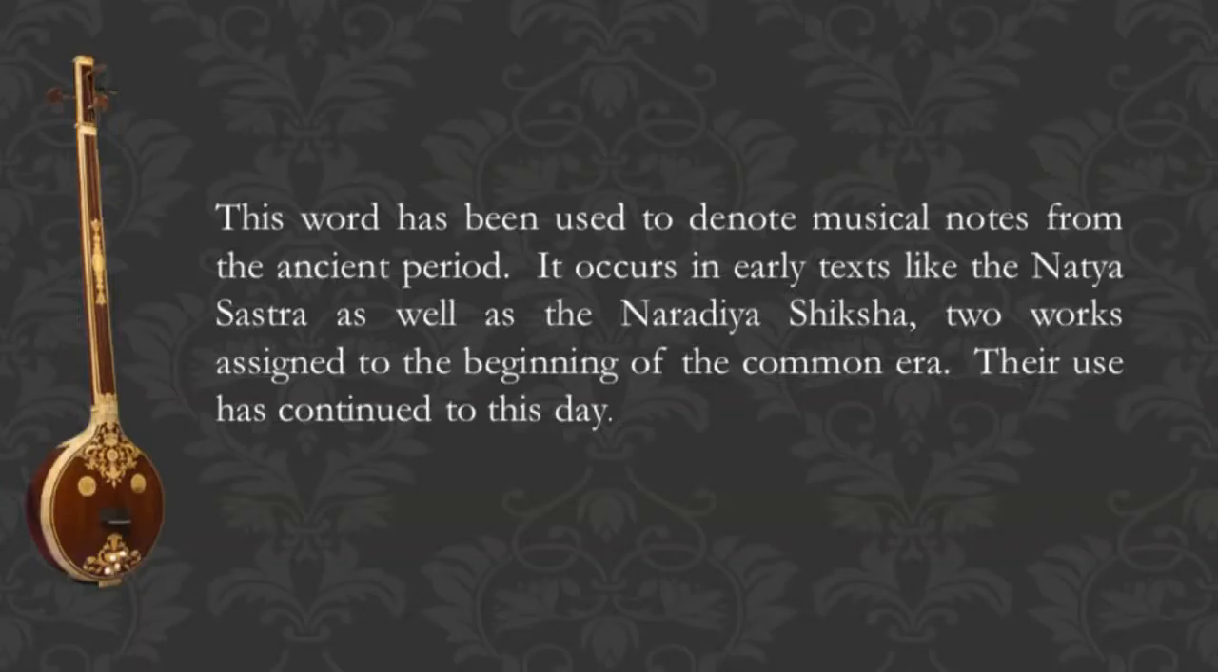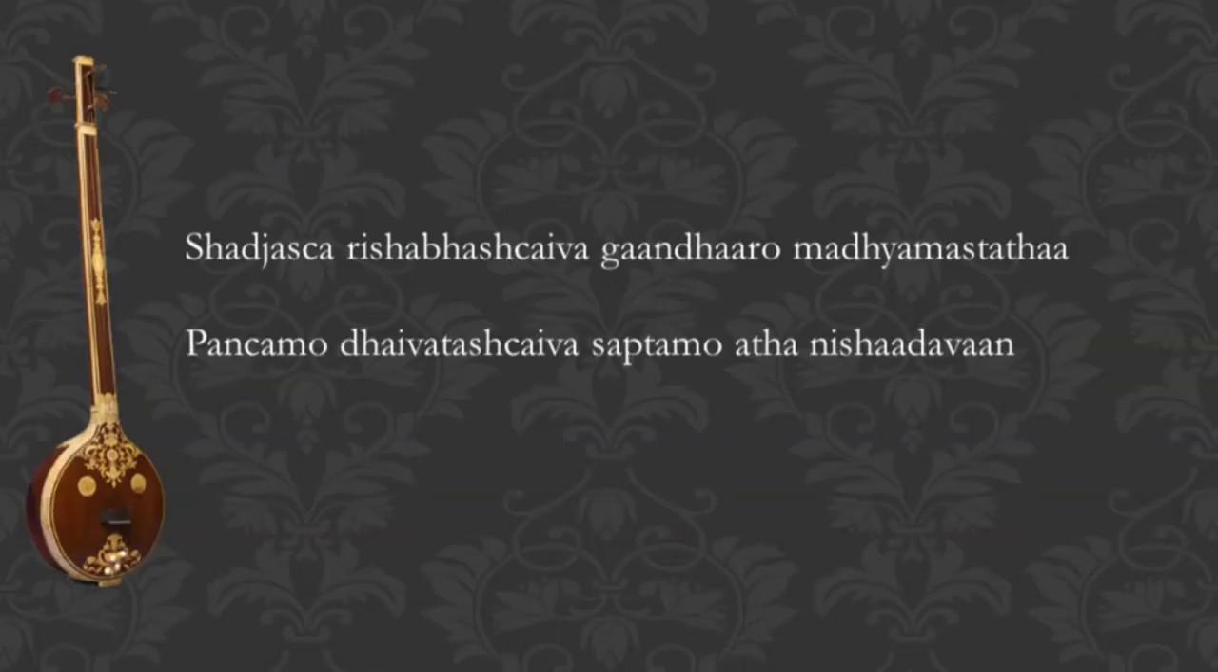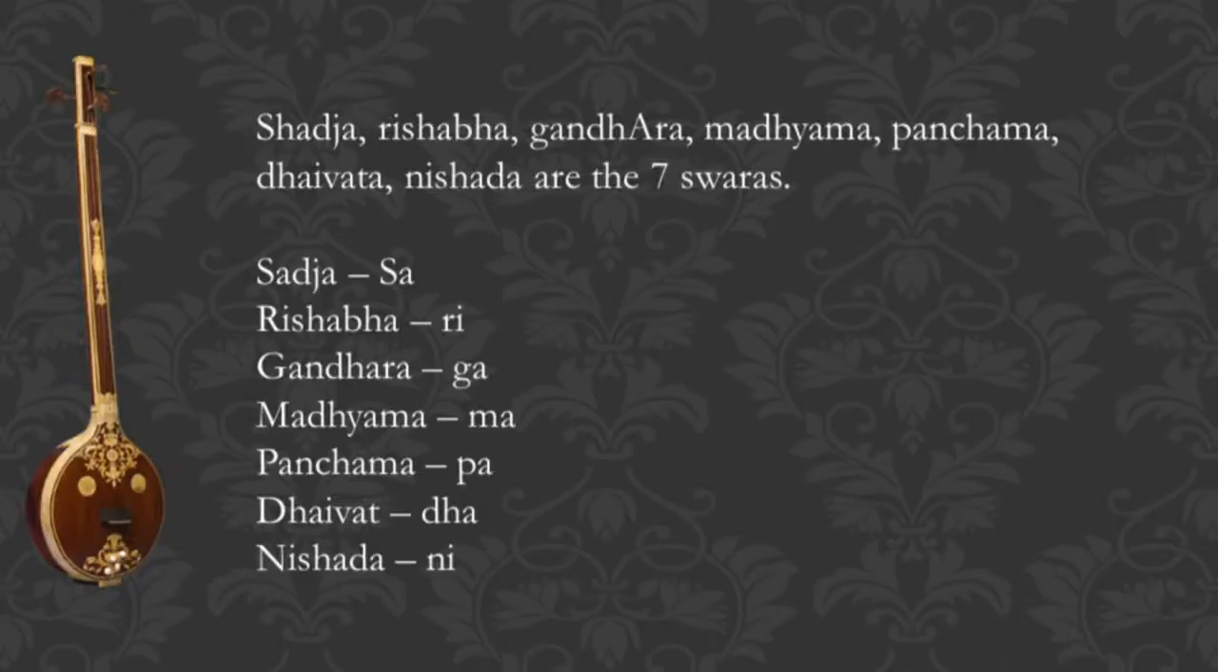Now let us look at Swara. This word has been used to denote musical notes from very long ago, from the Natya Shastra, Naradiya Shiksha times. And the seven Swaras, they are given names. The Natya Shastra talks of it like this: Shadjascha Rishabhaschaiva Gandharo Madhyamastatha Panchamo Dhaivataschaiva Saptamo Atha Nishadavan. So these are the names of the seven Swaras: Shadja, Rishabha, Gandhara, Madhyama, Panchama, Dhaivata, Nishada. These were the names given to the seven Swaras. And later on, Sari, Gama, Padhani. This is also used to refer to these Swaras.